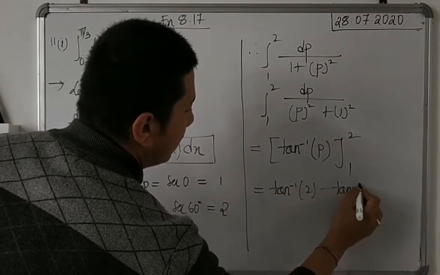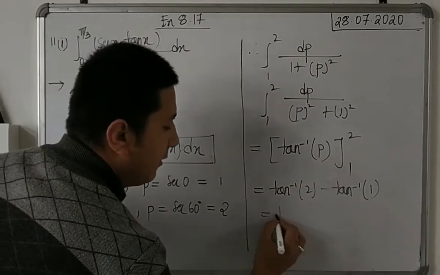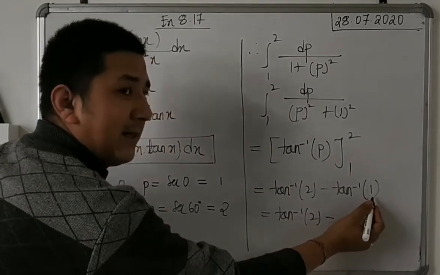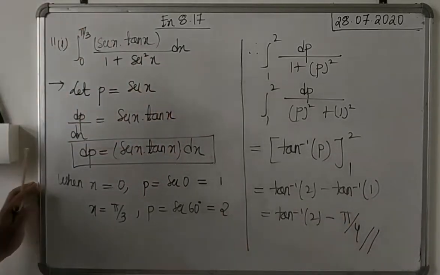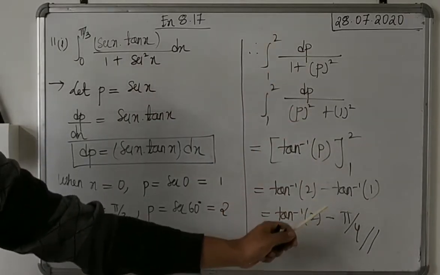Minus tan inverse 1. And we know tan inverse 1 means 45 degrees, isn't it? So tan inverse 2 minus, because 1 is tan pi by 4, hence it will be only pi by 4. So please pause the video and go line by line. Okay?